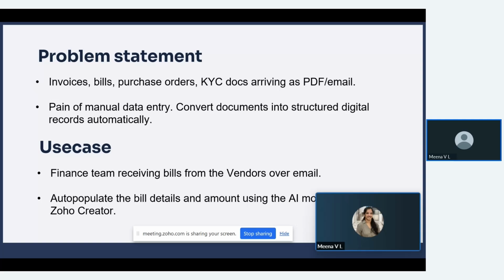So how do we transform this pain into something productive? Let's consider today's use case to be a finance team who receives bills from their vendors over emails, and has to process the payment. They need to know who the vendor is and what amount they have to pay. So how do we get this information from the bill copy they receive through email? We are going to auto populate the relevant vendor and amount details from the bill, based on the AI model that we have for today.